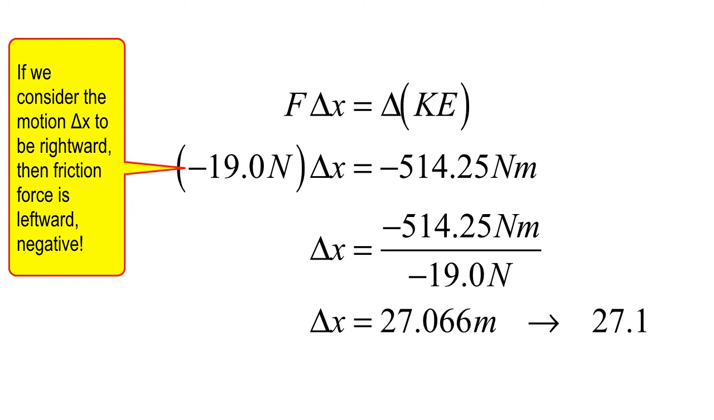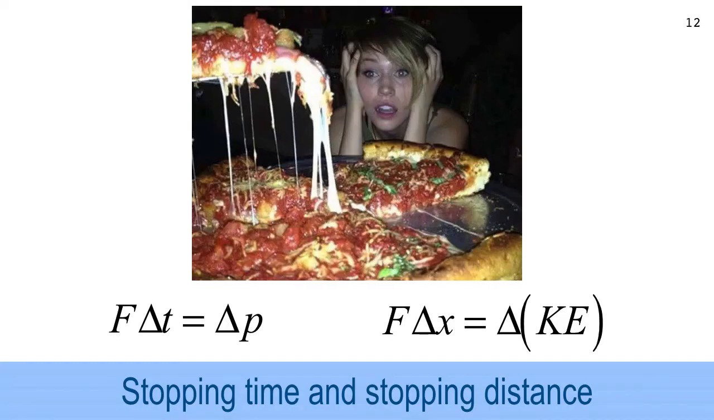So here's where I'm going to bring it all together, and I want you to think carefully about this. Don't let the pizza distract you. See that picture? One of my favorites. We have an impulse formula, that's the one on the left: F delta T equals delta P. We have a work formula, that's the one on the right: F delta X equals delta KE, the change of the kinetic energy.